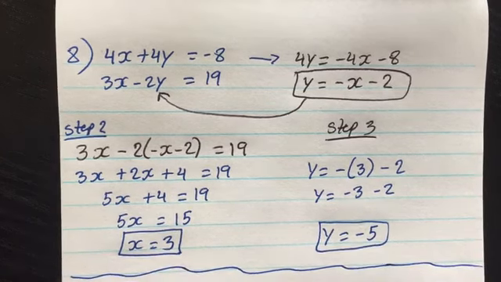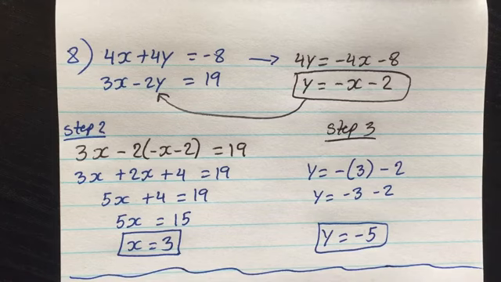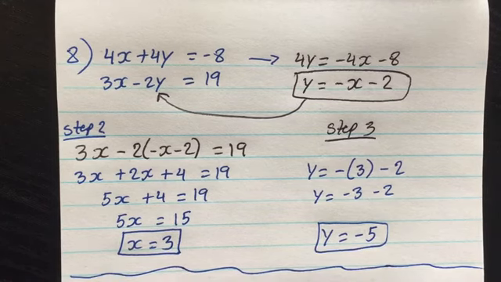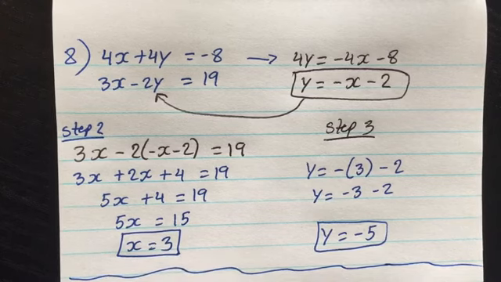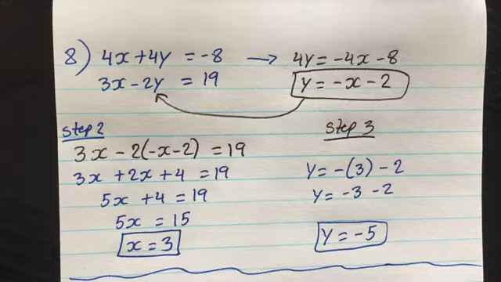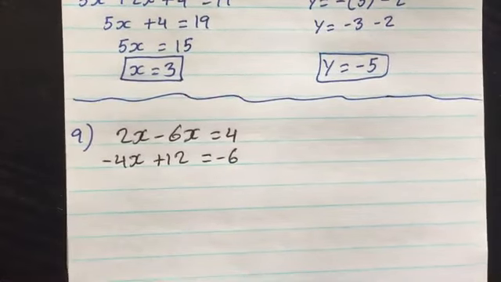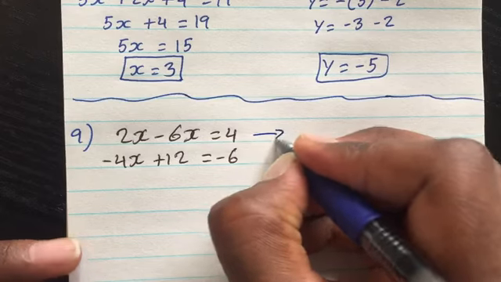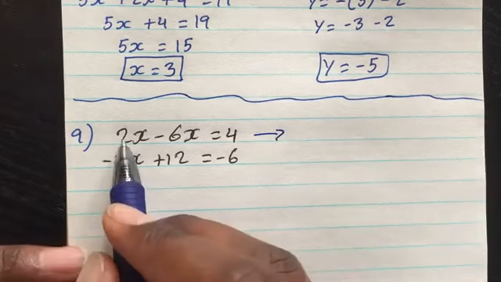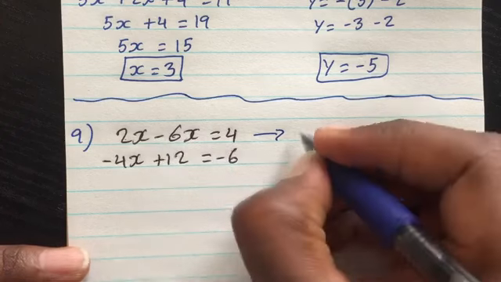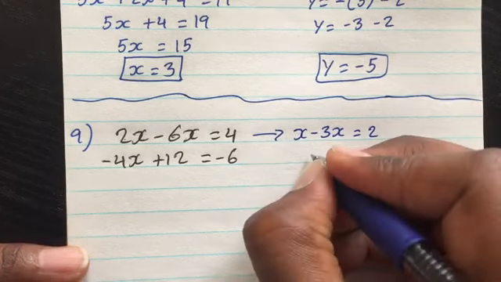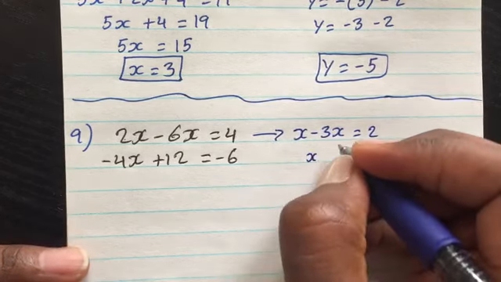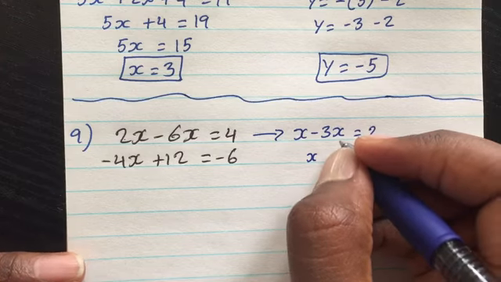Number 9. And let's choose 2x minus 6y equals 4, and negative 4x plus 12y equals negative 6. Suppose we have that problem. So I'll just go ahead and solve for x here. Divide everything by 2 in the first equation to get x minus 3y equals 2, which means if you add, I'll just cut it there.